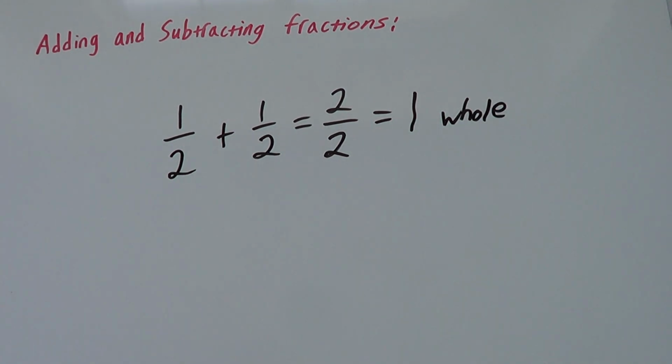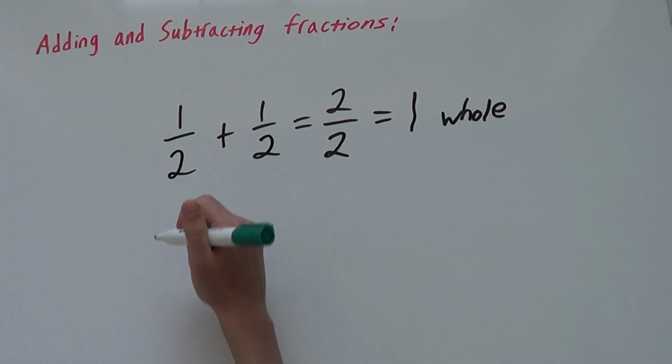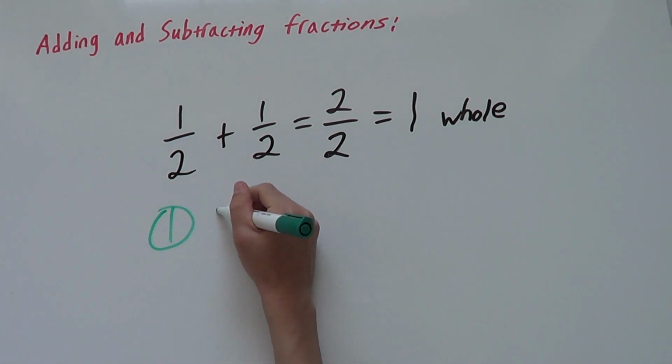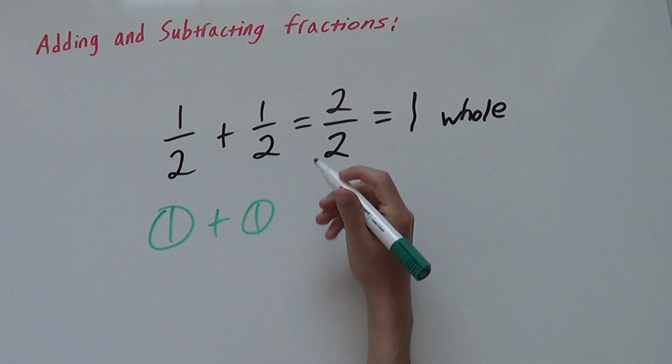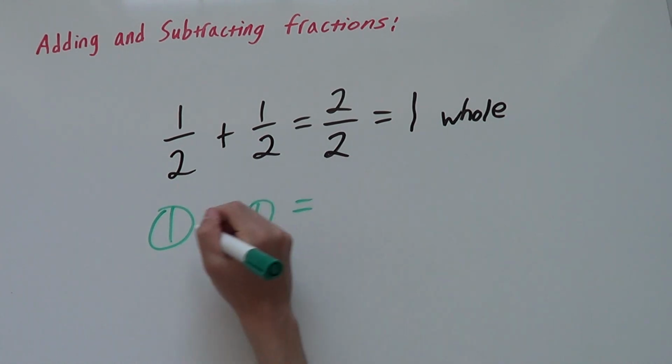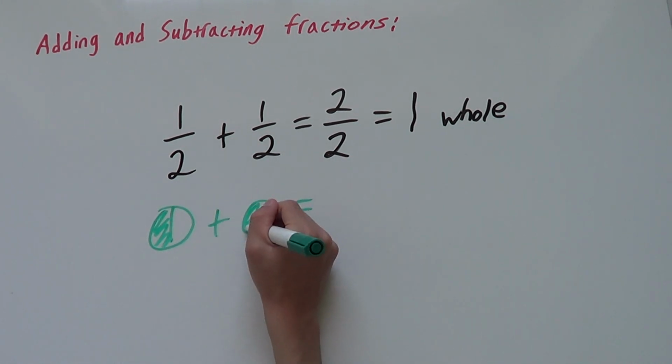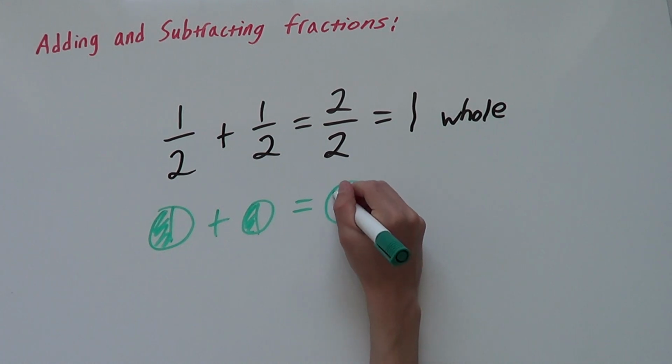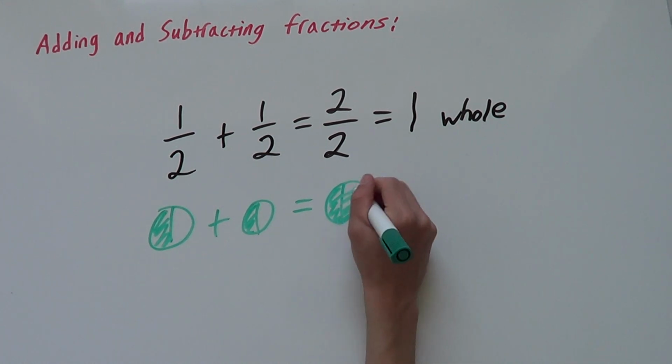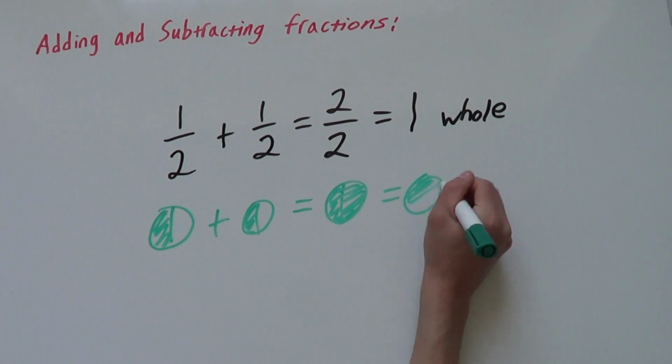You can also think about fractions as pieces of pie. So, 1/2 plus 1/2 of a pie gives you 2 out of 2 pieces, or 1 whole.